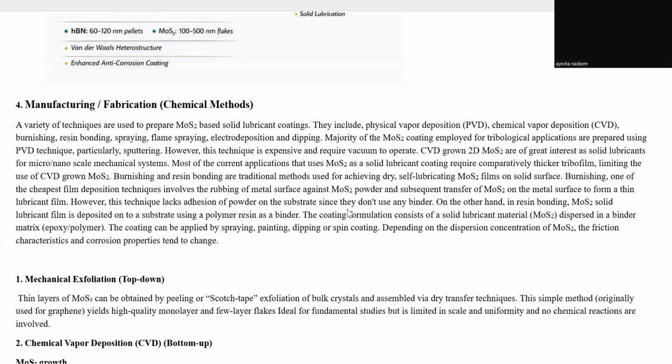The coating formulation consists of a solid lubricant material, MoS2, dispersed in a binder matrix, epoxy, or a polymer. The coatings can be applied by spraying, painting, dipping, or spin coating. Depending on the dispersion concentration of molybdenum disulfide, the friction characteristics and corrosion properties tend to change.